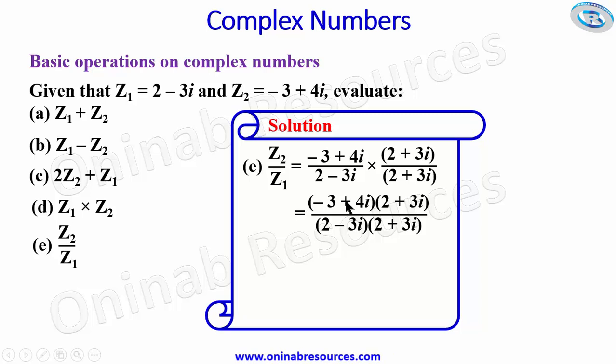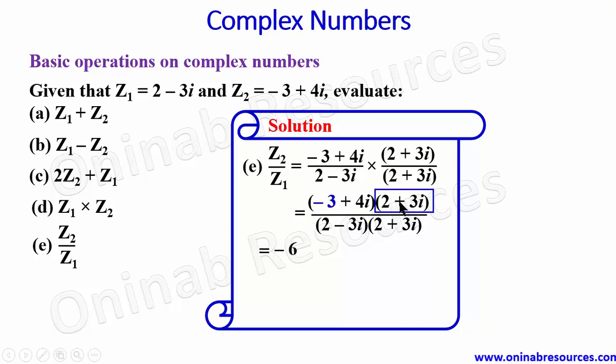For the expansion of the numerator, I pick the first part, that is the real part in the first bracket, and use it to multiply everything inside the second bracket, so that we now have negative 3 times 2 gives negative 6, and negative 3 times positive 3i gives negative 9i.